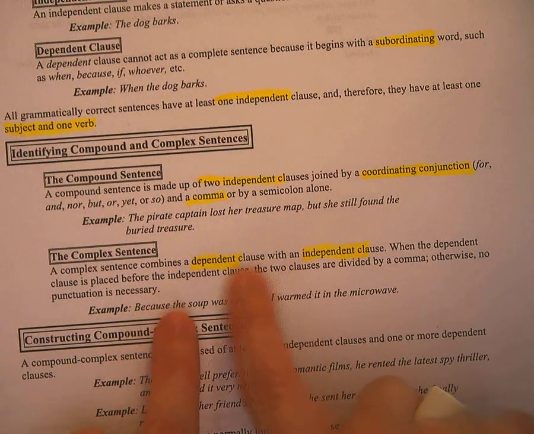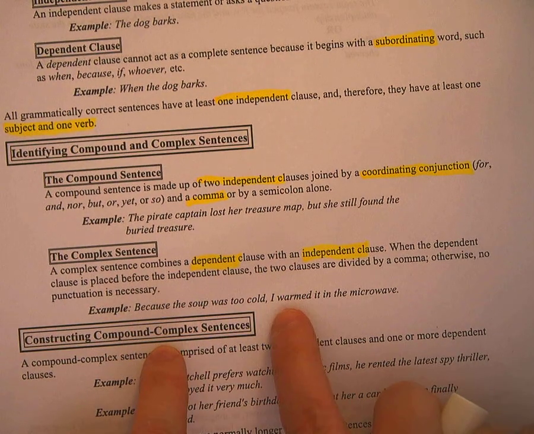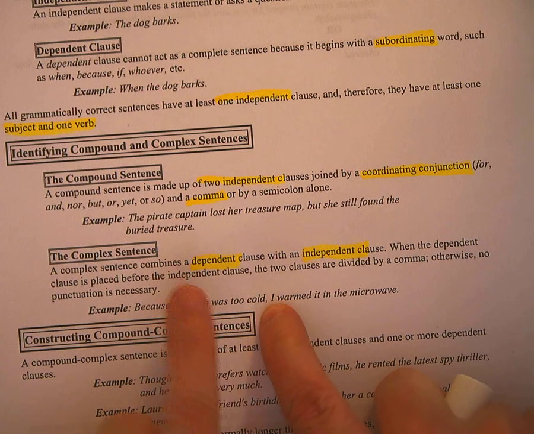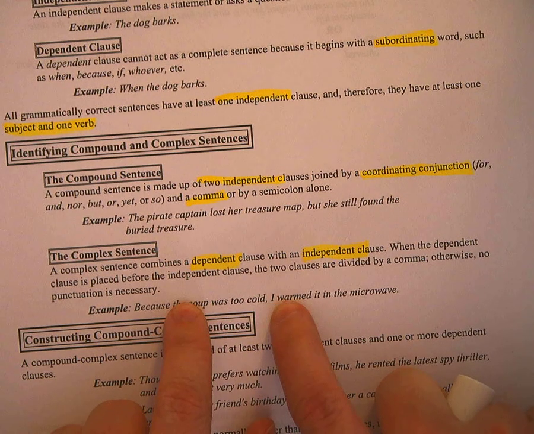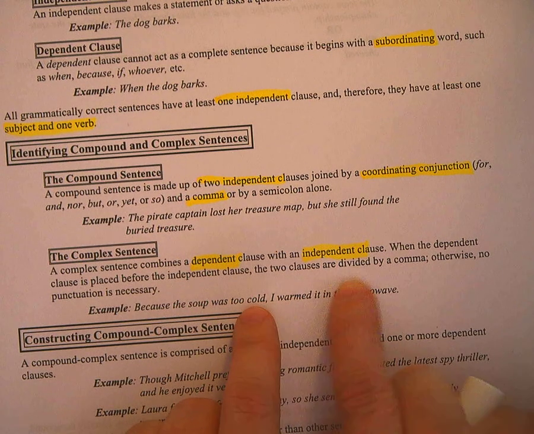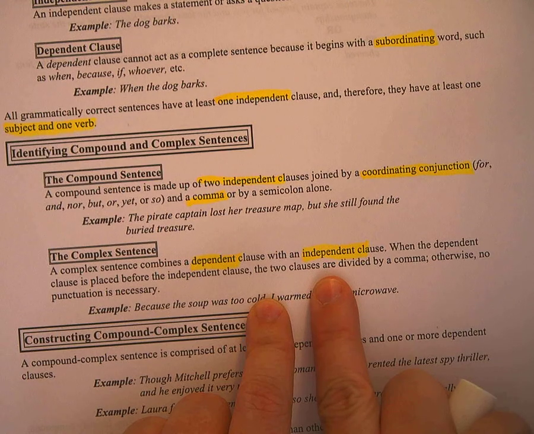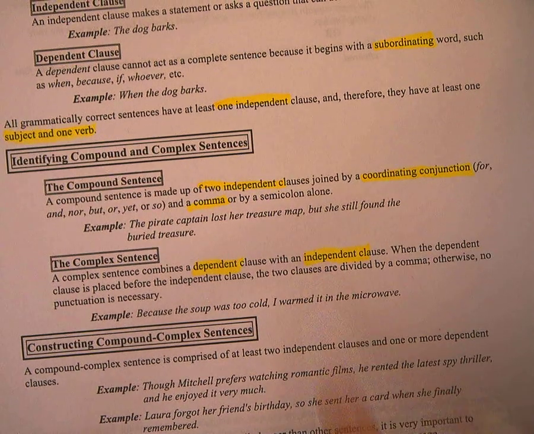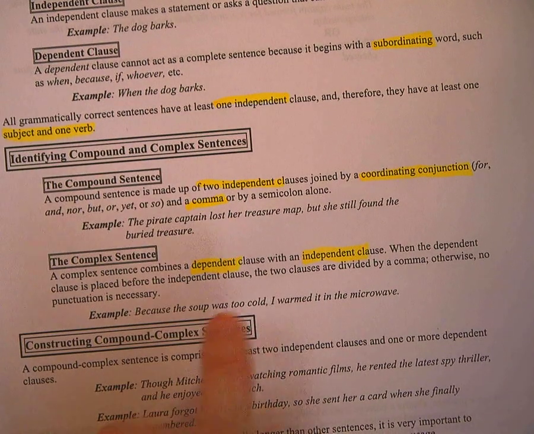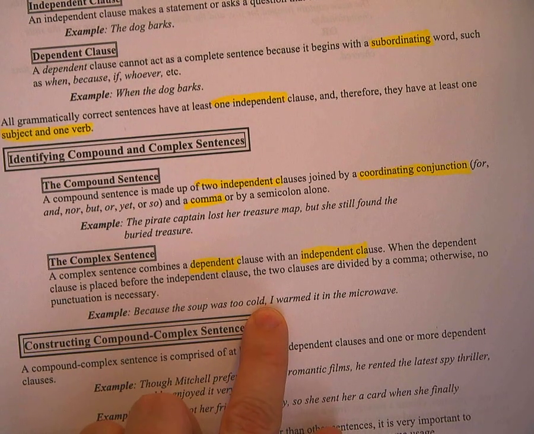If it was flipped, if I did the independent clause before the dependent clause, I don't need a comma. For example, I warmed it in the microwave because the soup was too cold. I would not need a comma there anymore because I've started with the independent clause. Okay? We'll practice that some more in class, but you need to know that rule. You need to know where to put the comma.